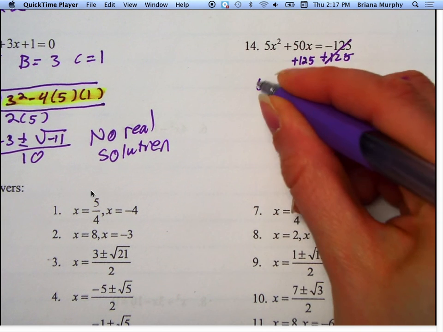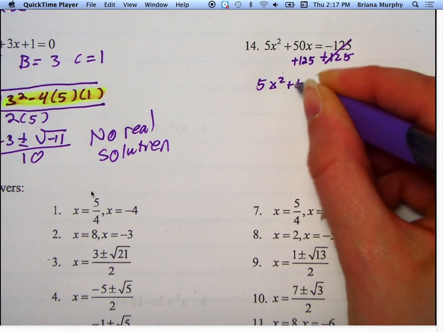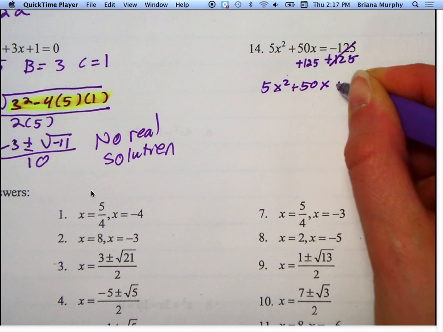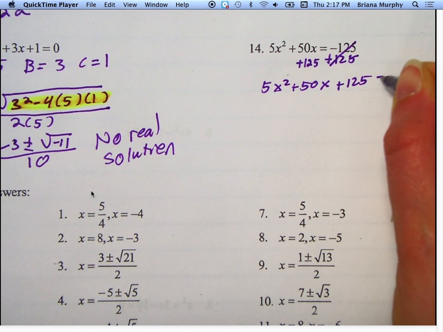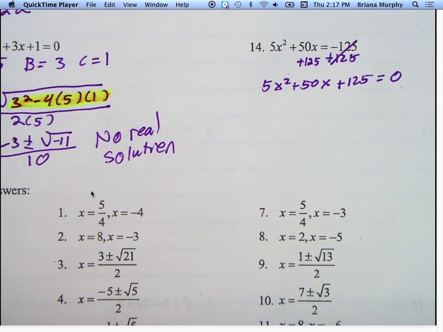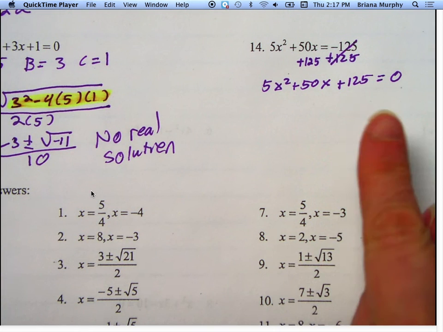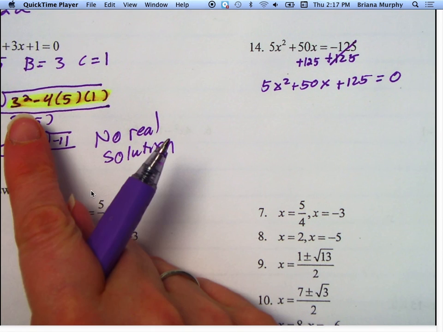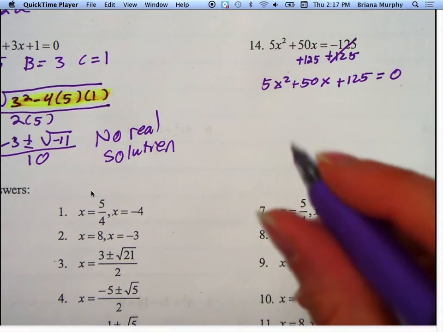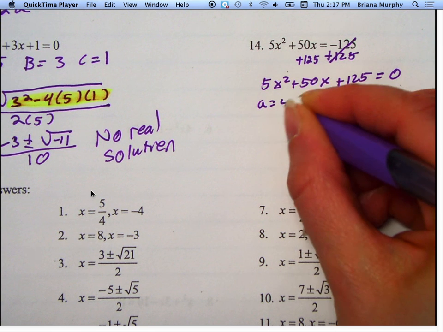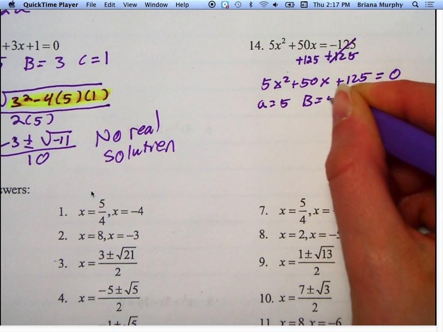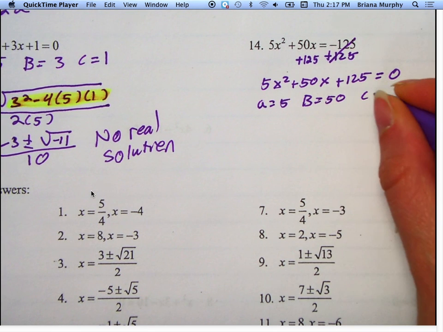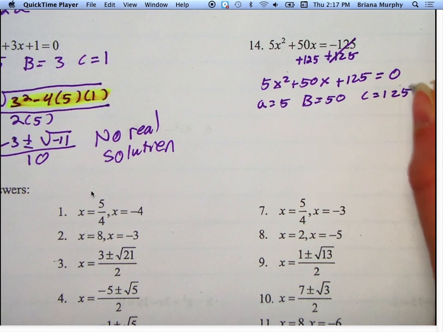So I get 5x squared plus 50x plus 125 equals 0. So equals 0, so that's it's 1 answer. It's not because it's what's underneath the square root sign. We haven't done that part yet. Okay. What's A? 5. What's B? 50. What's C? 125. Okay. So you should have this on your paper.